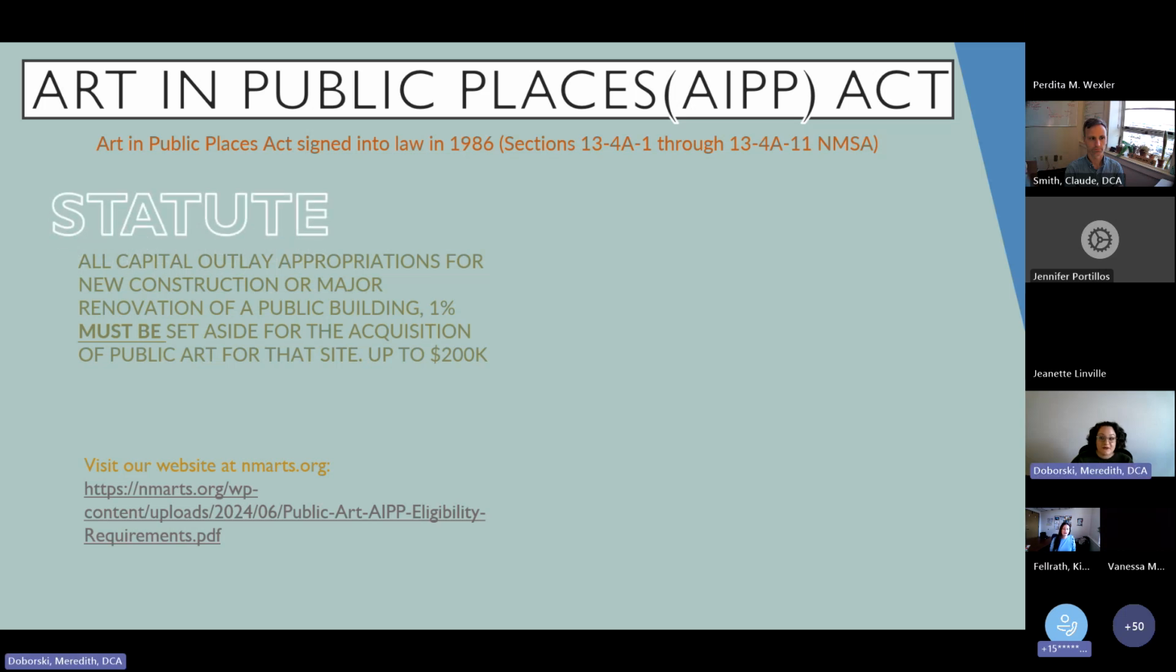So let's get into art in public places. So the Art in Public Places program, unlike the division, we were actually established in 1986. So we're going to hit 40 years next year. Big deal. And really what it states, it's a pretty small statute. You could go read it on our website. But what it states in short is that if there's any capital outlay appropriations allocated to new construction or major renovation of a building, a public building, 1% of that total appropriation must be set aside for the acquisition of public art for that building or site.